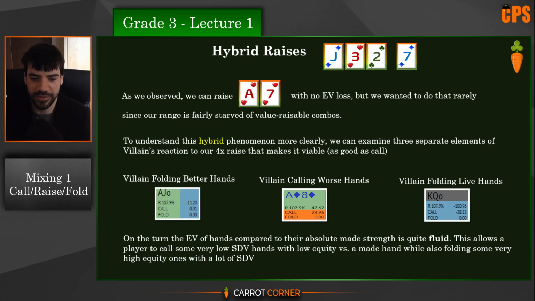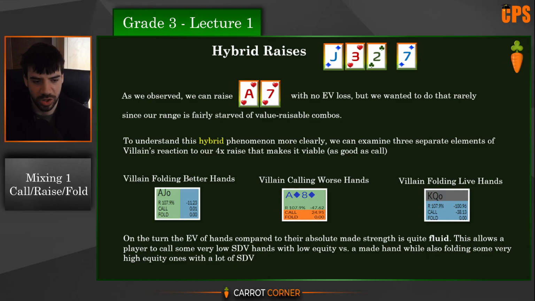On the turn, the EV of hands compared to their absolute made strength is quite fluid, it's quite adaptive, and you can't just think about a hand as being higher up and therefore a value raise, or lower down and therefore not a value raise. Hybrids exist, and they exist because of the very phenomenon that fold equity is useful before the river. On the river, fold equity is less useful when you have a medium hand because villain just folds generally worse hands and calls better. But on the turn, they can call with worse hands, they can fold better hands, and they can fold hands that are live as well, so it's really threefold. So that's what's going on here.